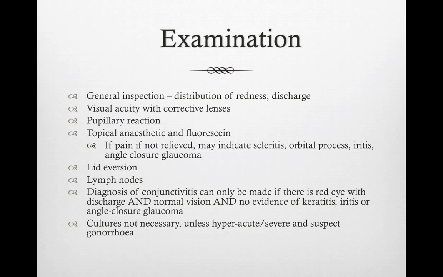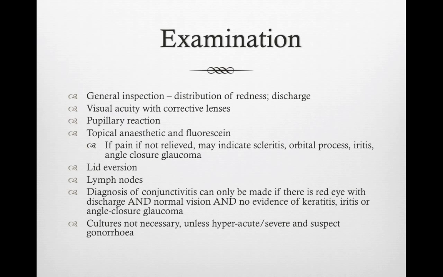And the topical anaesthetic test is a really helpful test if someone's having a foreign body sensation or irritation in the eye, and you use the topical anaesthetic drops and the pain is relieved. It's quite reassuring that there's something superficial going on, usually in the cornea. If the pain is not relieved with topical anaesthetic drops, however, it could indicate something more serious like scleritis, an orbital process, so perhaps with the trauma history or foreign body, iritis, or angle closure glaucoma. And it's also really important to stain the eye with fluorescein and have a look for any ulceration on the eye or the cornea.